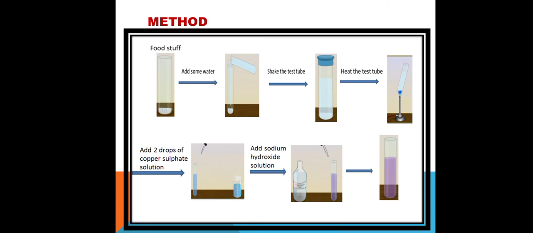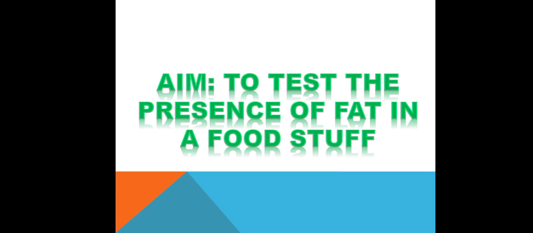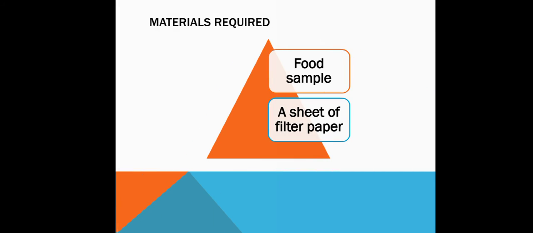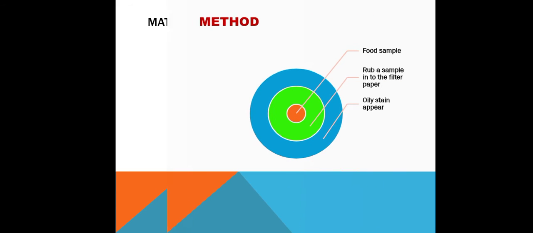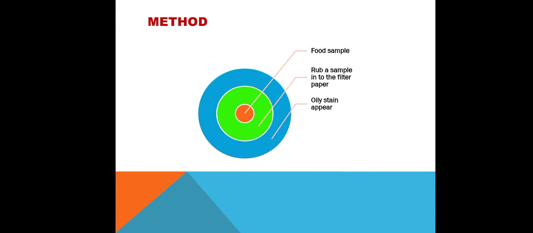Are you clear? Then next, test for fat. Aim: to test the presence of fat in a foodstuff. What are the materials required? Food sample, a piece of filter paper. Method. What is the method?